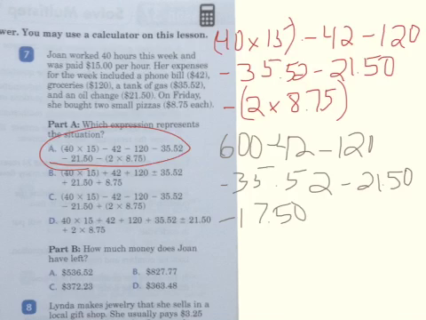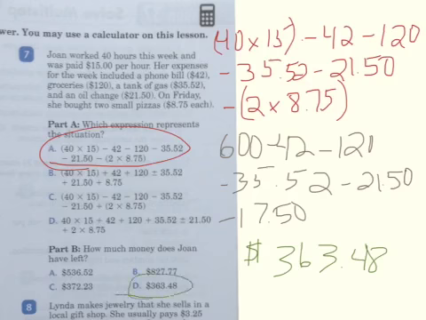And so Joan is actually left with, after our subtraction, $363.48. So we have D. Alright, so let's go to number 8.